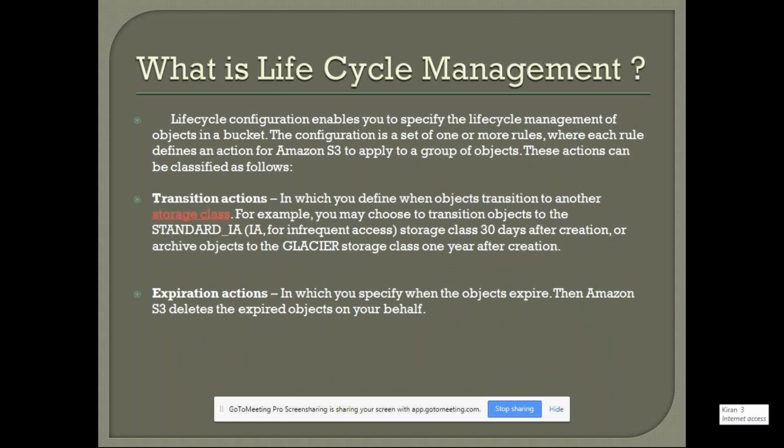So this is the lifecycle management in which you define when objects transition to another storage class. For example, you may choose to transition objects to standard infrequent access or to Glacier. The expiration action, as I said, is where you specify when the object expires. Amazon S3 deletes the expired objects on your behalf, and you need not take any human intervention to delete those objects. So that's what they have mentioned here.